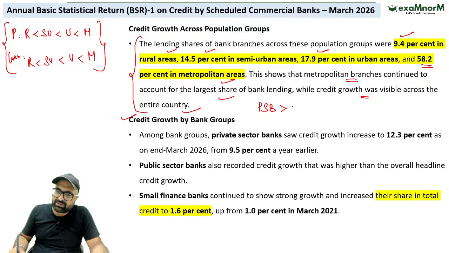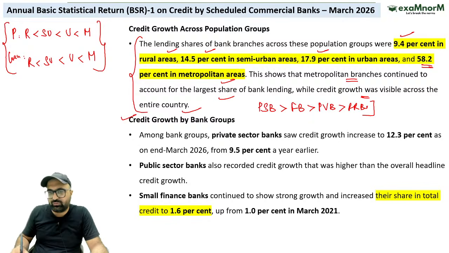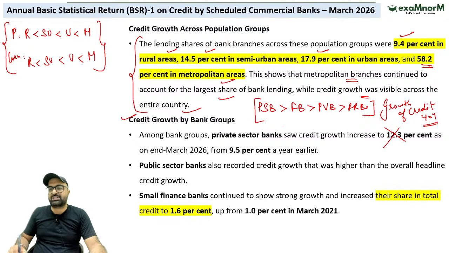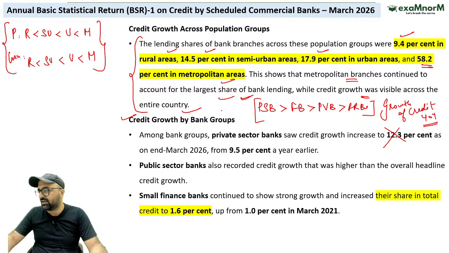Then on a year-on-year basis, the second category is foreign banks. Then we have private banks, and then we have RRBs. This is the flow for growth of credit on a year-on-year basis. So you do not have to remember the percentages. These percentages are not important for you. You just have to remember the flow. If you remember the flow, that is going to serve the purpose. Nothing else is required. Is it fine, everybody? May I have a reply, please?